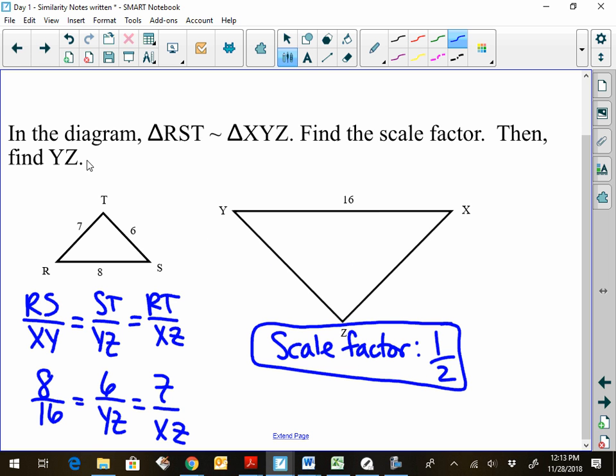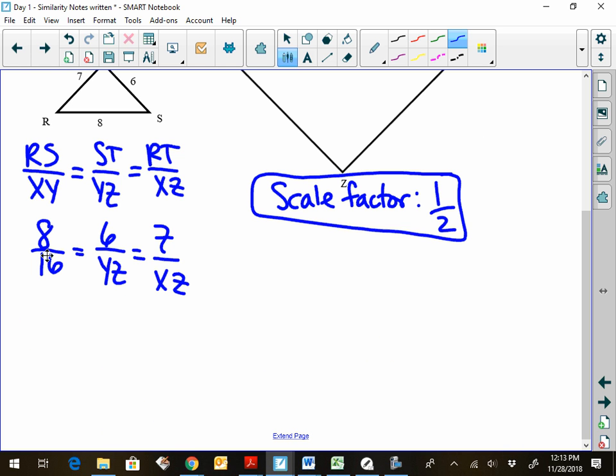All right, then the second part says find YZ. Well, I set up a proportion right here, so I could actually just solve this. Before we solve it though, make sure that you simplify anything that you can. So notice how here I could simplify this, and then I would just solve that first part.